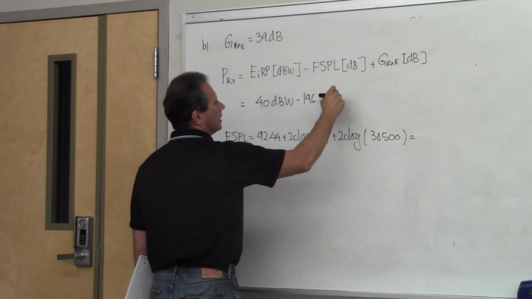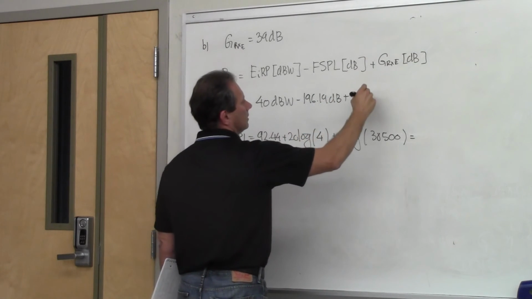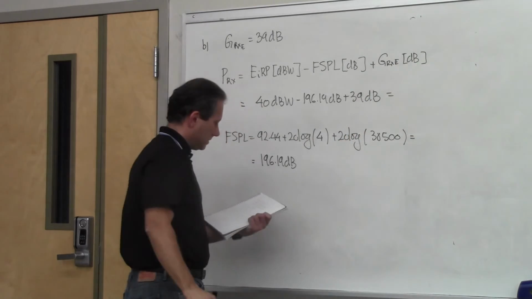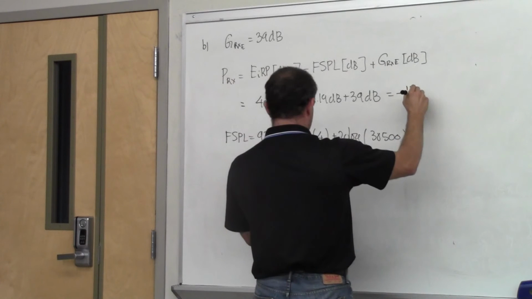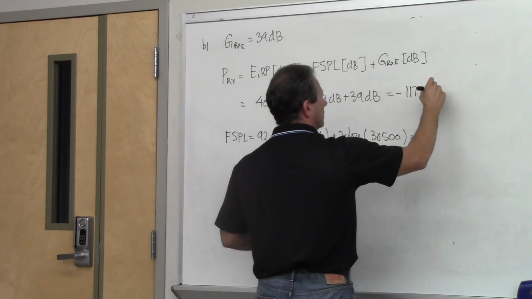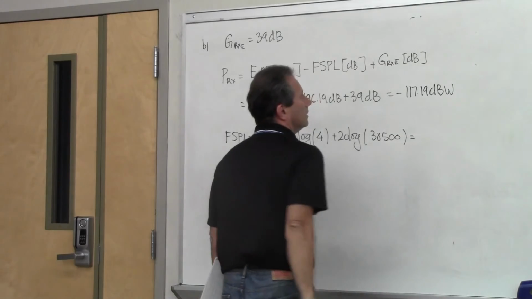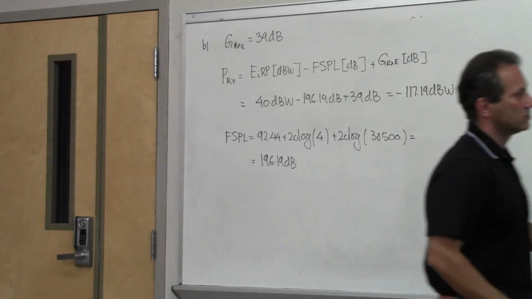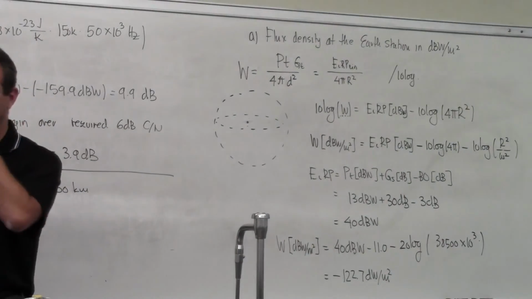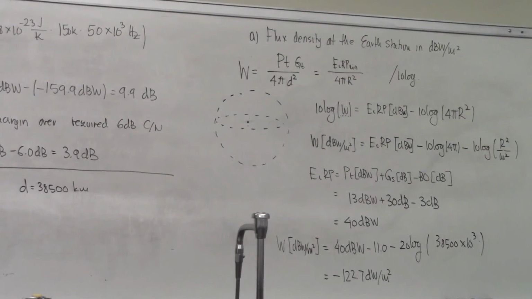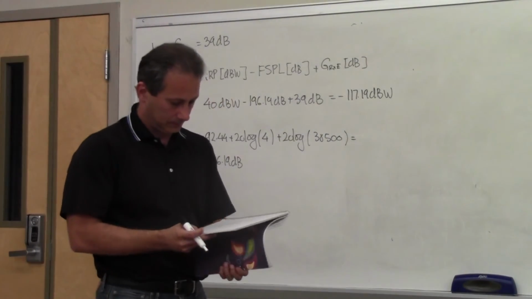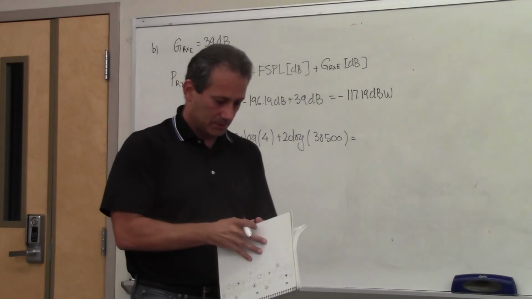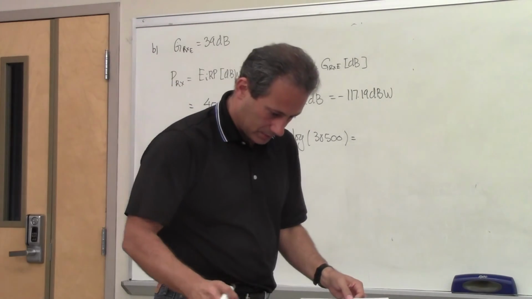So minus 196.19 dB, and then plus 39 dB, which gives me the receive power of -117.19. All right, and you can see that this compares to this, right? It's within a few dBs of one another, and that's essentially the size of the antenna. And you see what's left here.